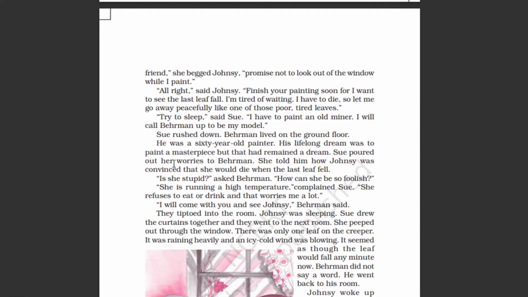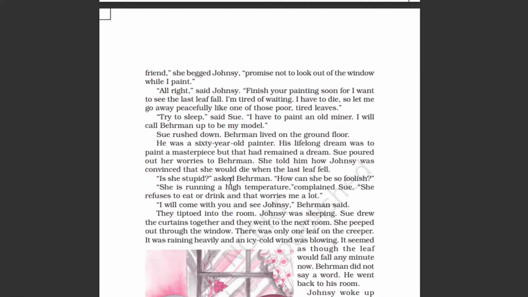Sue poured out her worries to Berman. Poured out her worries means she told him everything about Johnsy. She told him how Johnsy was convinced that she would die when the last leaf fell, and that Johnsy has made up her mind that she will die as soon as the last leaf of the ivy creeper falls.